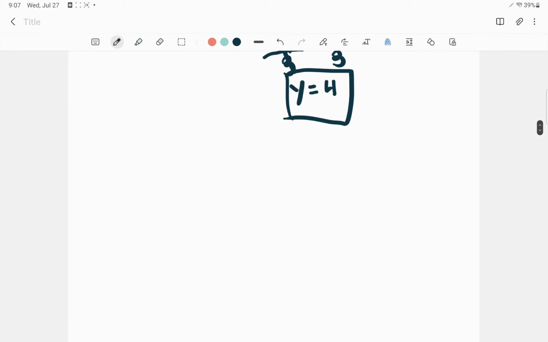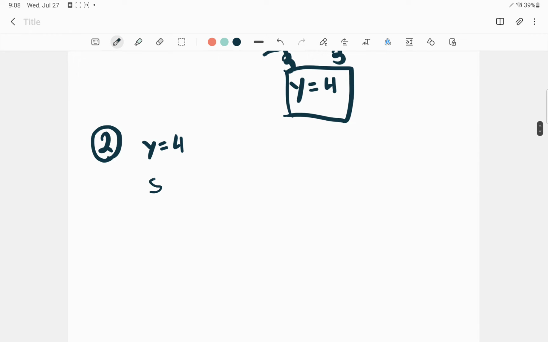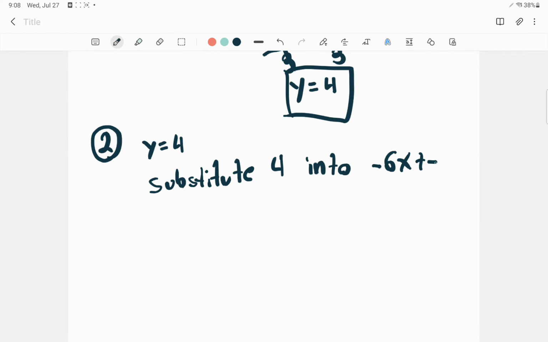Now, I'm going to show you how to start number 2, and I'm going to go over how I would do number 3. So number 2, we already know the answer for Y. Answer for Y is Y equals 4. What I want you guys to do is substitute 4 into this equation. -6x plus 2y is equal to 4. And I'm going to even help you guys out. I'm going to do it for you guys.